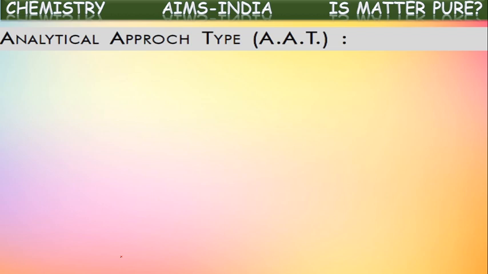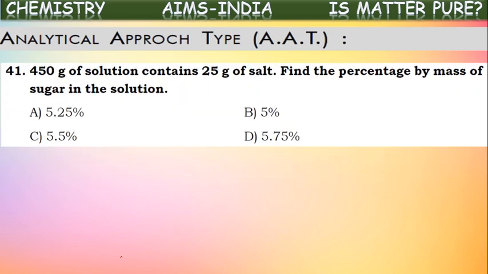Next, analytical approach type questions. The first one: 450 grams of solution contains 25 grams of salt. Find the percentage by mass of sugar in the solution. Now, we're asked to calculate the concentration in terms of mass percentage. What is the formula to calculate concentration in terms of mass percentage? Mass of the solute divided by mass of solution into 100. It gives the mass percentage of the solution.